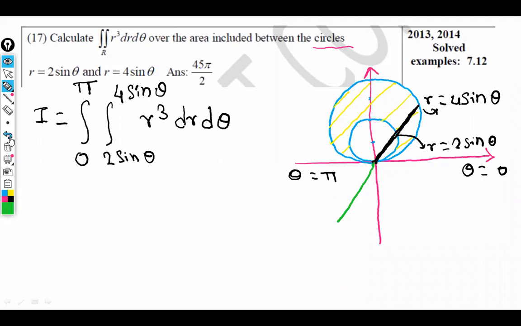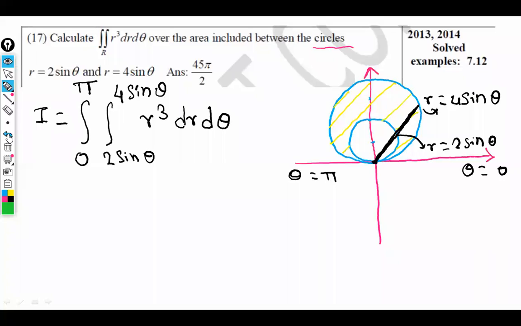Sir, if it was r equals 2 cos theta and r equals 4 cos theta, then would the outer limit be from 3 pi by 2 to pi by 2? No, it's 0 to pi by 2 only, and 2 times, because whatever area you get from 0 to pi by 2, the same part you get from 3 pi by 2 to 2 pi, because that time your cos theta circle is in the first and fourth quadrant. So your limits will be 0 to pi by 2, and the double integral will be 2 times.